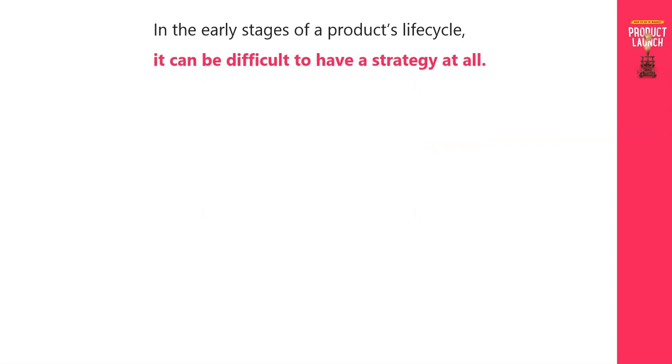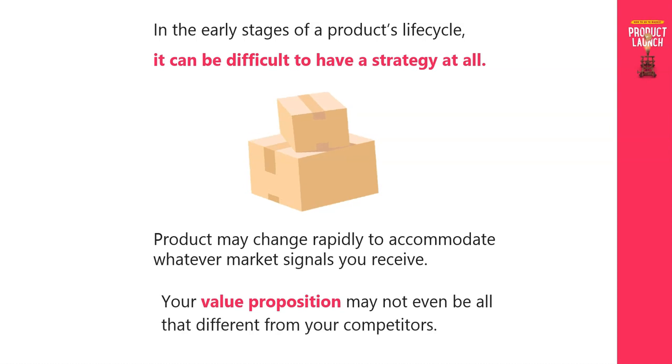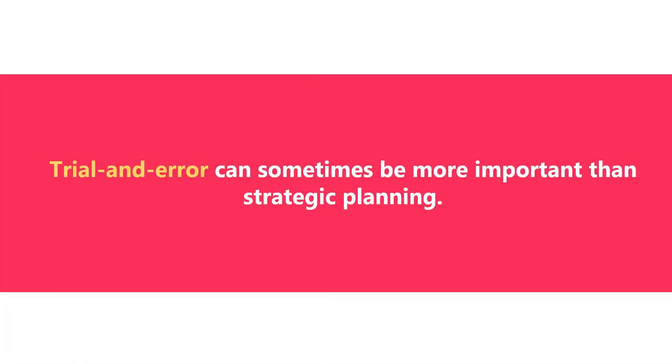It's also worth noting that in the early stages of a product's lifecycle, it can be difficult to have a strategy at all. The product may change rapidly to accommodate whatever market signals you receive. You don't have a lot of data on customers, and it's difficult to define what your target market really is. What's more, your value proposition may not even be all that different from your competitors. I'm a huge fan of strategy, but I must admit that in the early stages, trial and error can sometimes be more important than strategic planning.